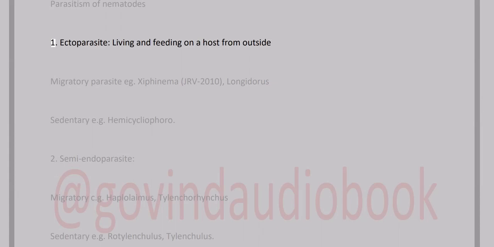Unit 5: Parasitism of nematodes. 1. Ectoparasite, living and feeding on a host from outside. Migratory, for example Xiphinema, Longidorus. Sedentary, e.g. Hemicycliophora. 2. Semi-endoparasite. Migratory, e.g. Hoplolaimus, Tylenchorhynchus. Sedentary, e.g. Rotylenchulus, Tylenchulus.